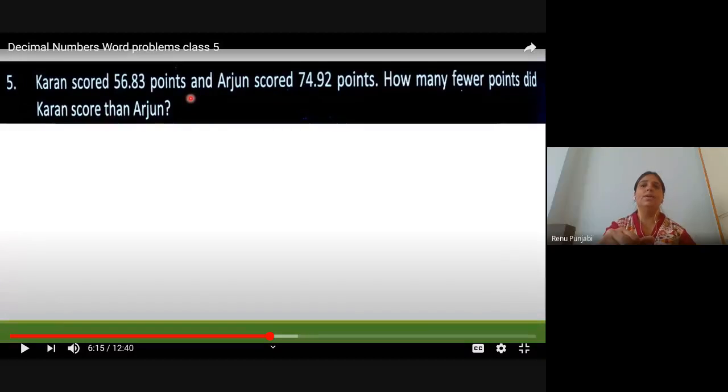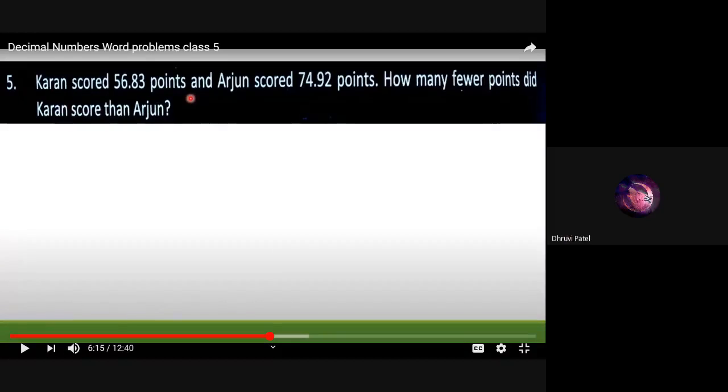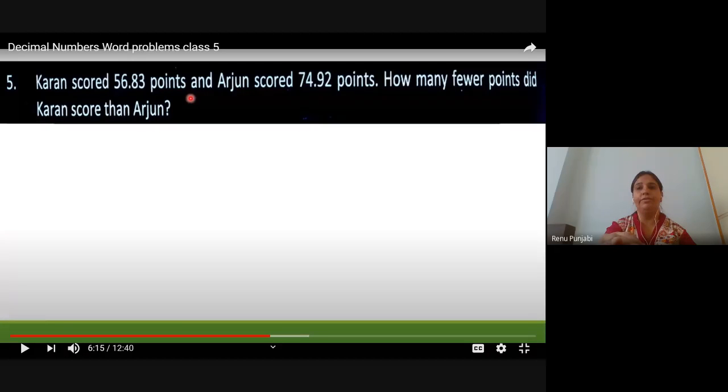Now here we have to find out how many fewer points Karan scored than Arjun. So in that case we can find it out by subtraction only. Ma'am, can you show that answer? Dhruvi, let me explain first.